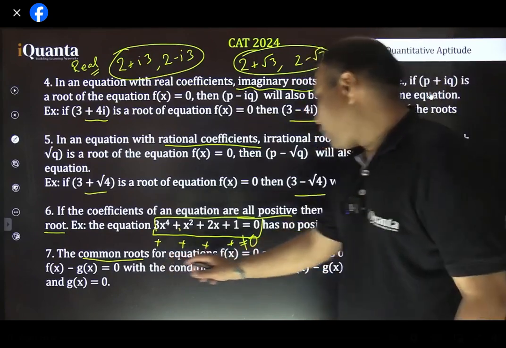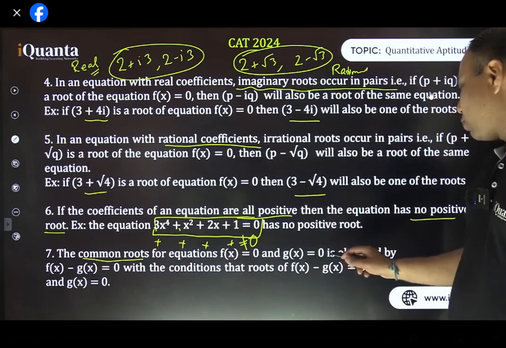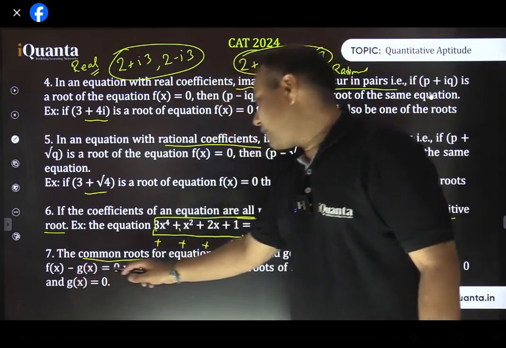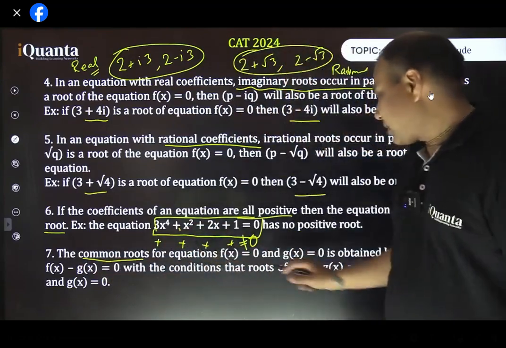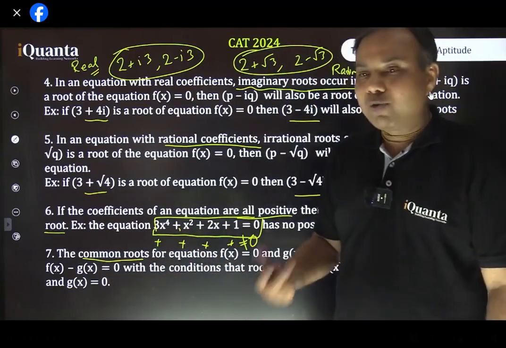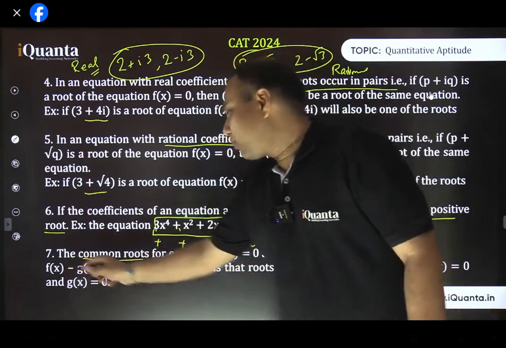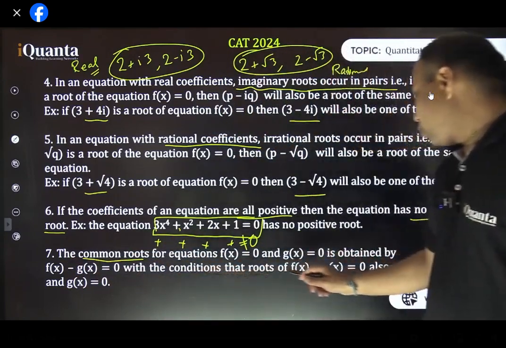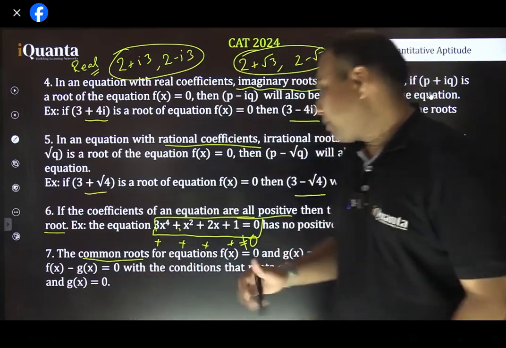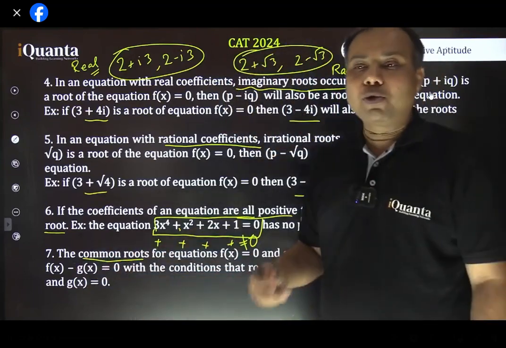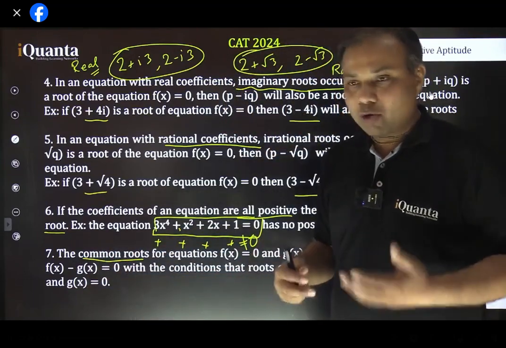So the common roots for the equations f(x) equal to 0 and g(x) equal to 0 are obtained by f(x) minus g(x) equal to 0, or we can say directly equating them. If there are two polynomials, f(x) and g(x), how do we get to know whether they have common roots or not? We just equate them, or put their difference equal to 0, with the condition that roots of f(x) minus g(x) equal to 0 also satisfy f(x) equal to 0 and g(x) equal to 0. If we equate the two polynomials, we are going to get their intersection points.